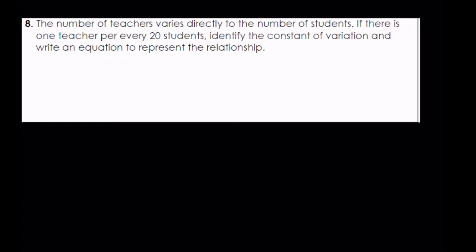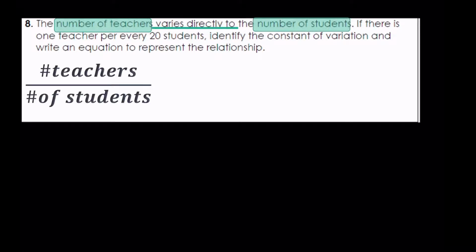The number of teachers varies directly to the number of students. Number of teachers directly to number of students. Right there, I know my y and my x. But if you don't know, let's keep going. If there is 1 teacher per every 20 students, identify the constant of variation and write an equation. Well, let's stop for a second. We know y goes on top, okay? And we said the fraction bar is that varies directly to, and then my x.